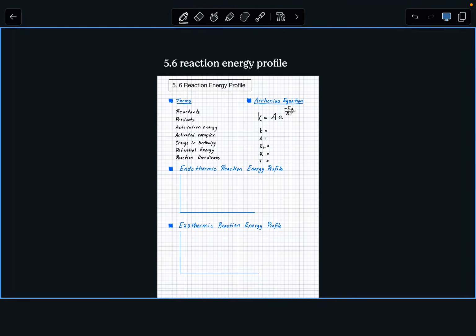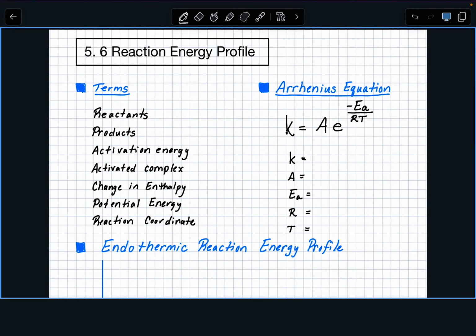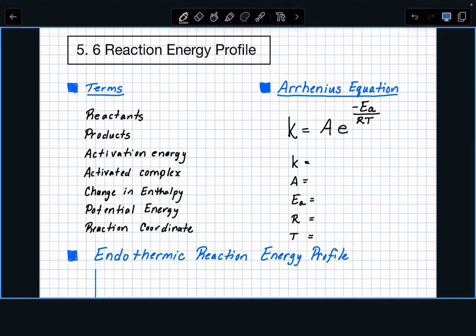In 5.6 of Unit 5 for AP Chemistry, it is called the Reaction Energy Profile. It's another section where you may have some prior knowledge about the content, and it could be better off covered at the beginning of Unit 5. I'm not going to really define these terms. They are just going to be used on the graph. I'm just going to use a shorthand or a symbol for each.